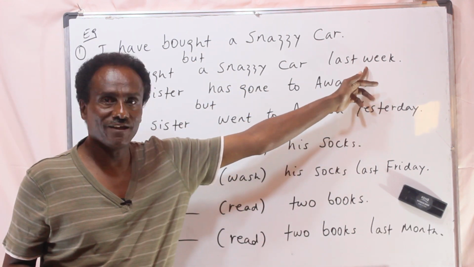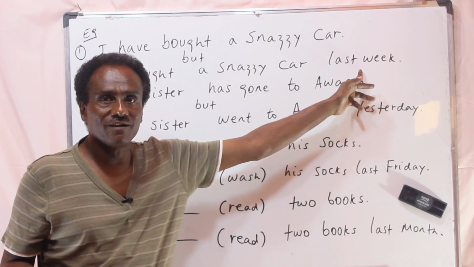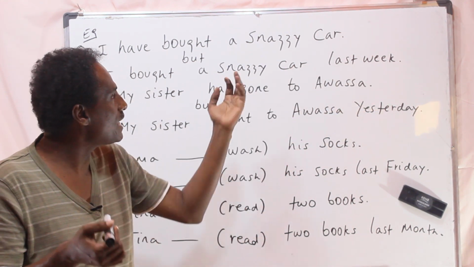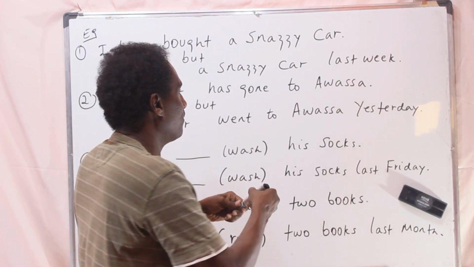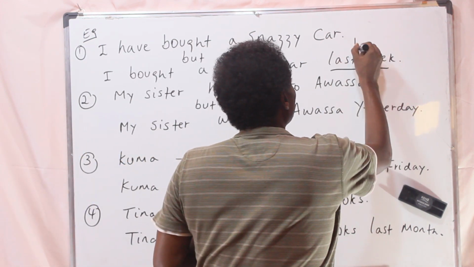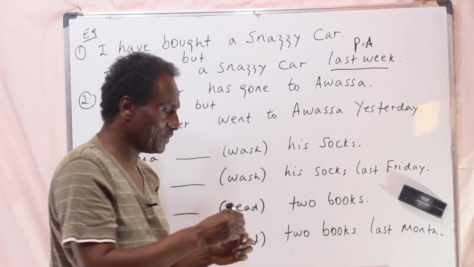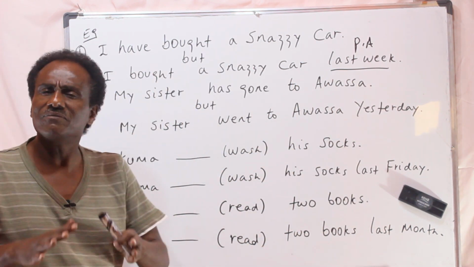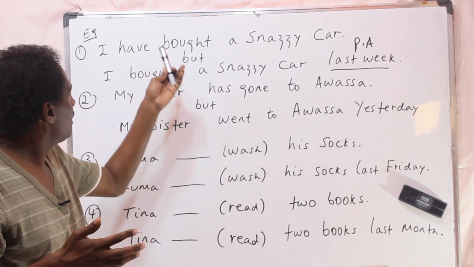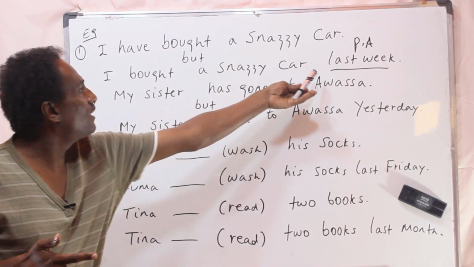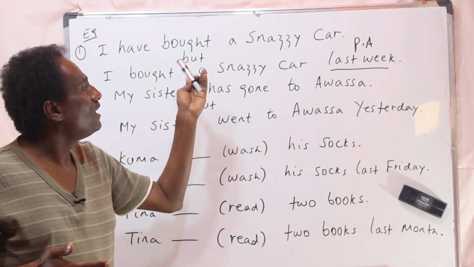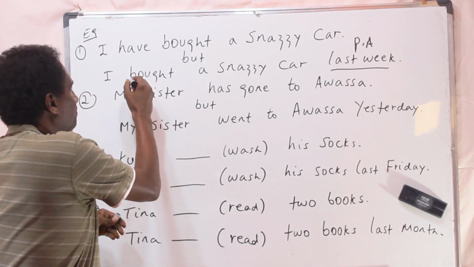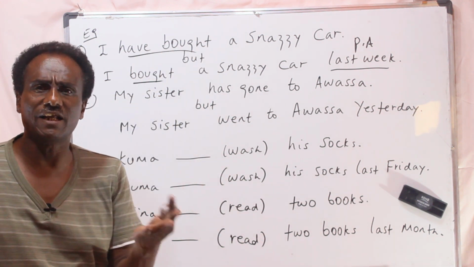Let's hear, I bought a snazzy car last week. We have a word here, a past time adverb, which answers the question when. መቼ የሚለው ጥያቄ የሚመልስ past time adverb አለ. አያችሁ? The presence of the past time adverb, የpast time adverb መኖር ምን አረገው ይሄንን? Simple past አረገው. Easy, yeah? እዚህ ጋር ስለሌለ present perfect አለን. ስለአለ ደግሞ simple past አረግን. That is. ይሄው ነው, right?